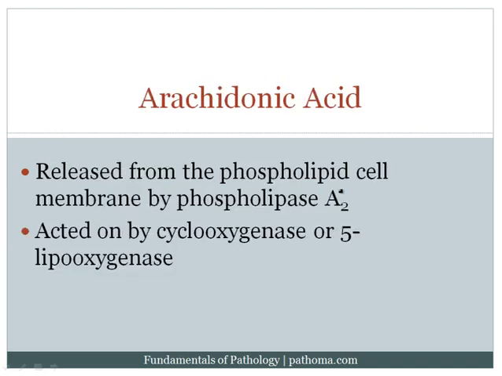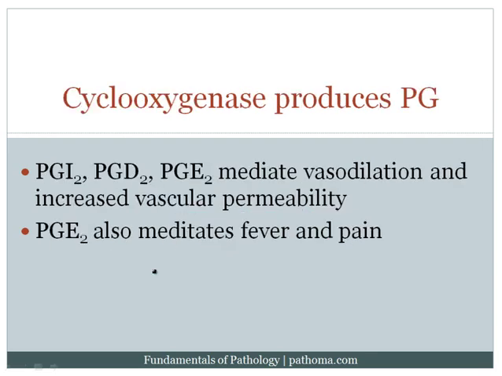The next of the mediators is arachidonic acid. Arachidonic acid is actually released from the phospholipid cell membrane by phospholipase A2. And once arachidonic acid is released, it can be acted on by one of two pathways. There is a cyclooxygenase pathway, and there is a 5-lipoxygenase pathway. Each of these are distinct pathways, and they generate distinct products. So the cyclooxygenase pathway produces prostaglandin, PG, prostaglandin. That's the key derivative of this pathway.